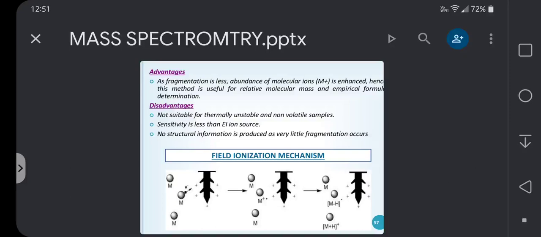It also has some disadvantages: it is not suitable for thermally unstable and non-volatile samples. Its sensitivity is less than that of the electron impact ionization source, and no structural information is produced as very little fragmentation occurs. The field ionization mechanism is shown schematically in the diagram.